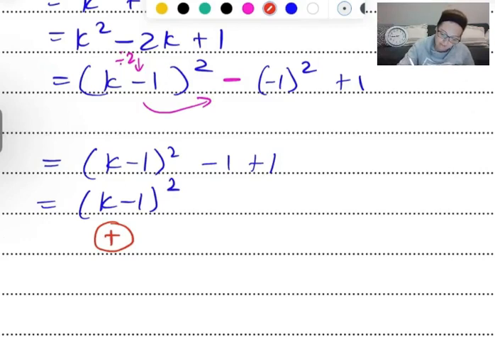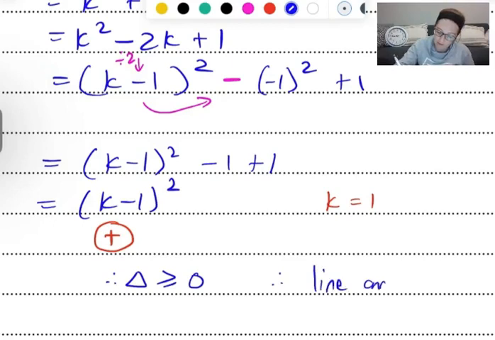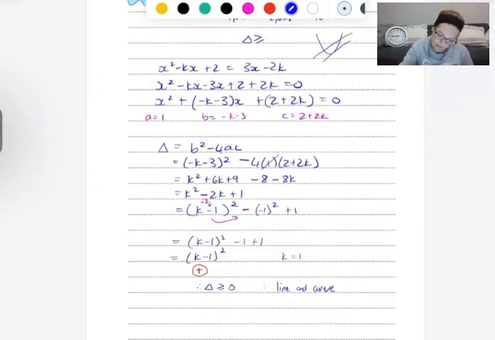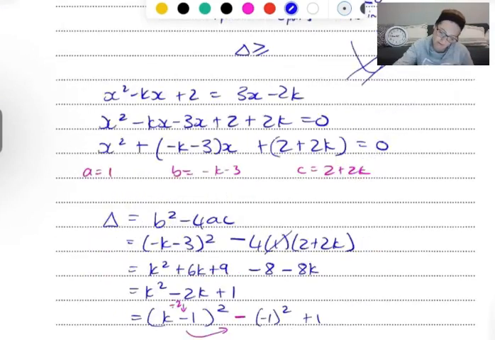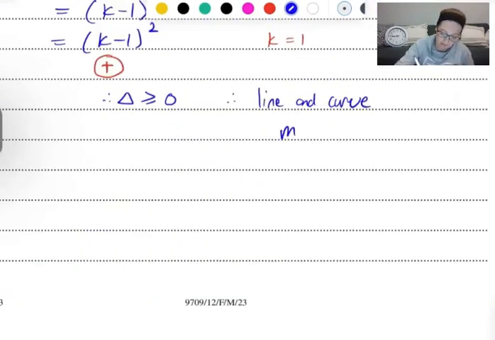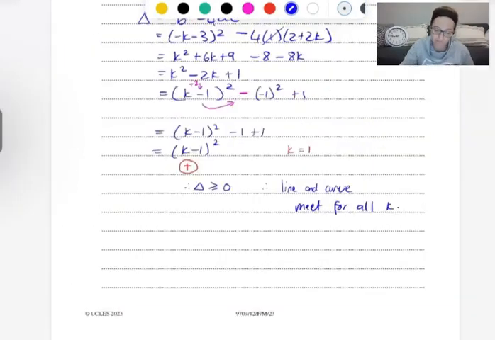But there is a special case. If k is equal to 1, then this bracket could also be 0. So basically, I just have to get it in completed square format, and I can say, therefore, my discriminant is greater than or equal to 0. Therefore, the line and curve always meet. Yeah, they meet for all values of k.